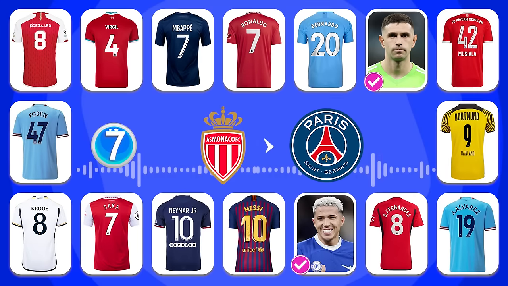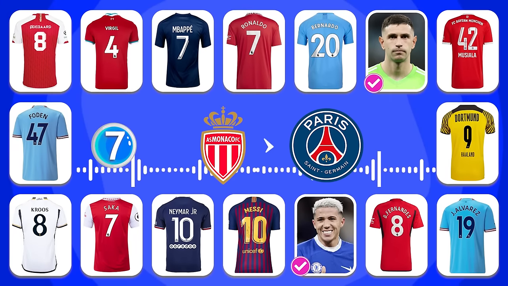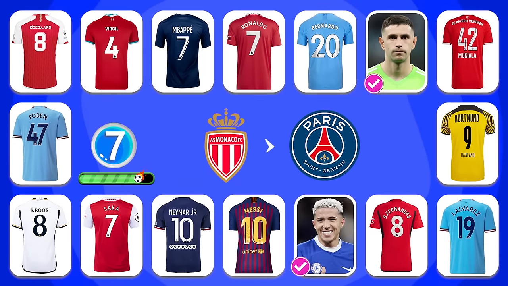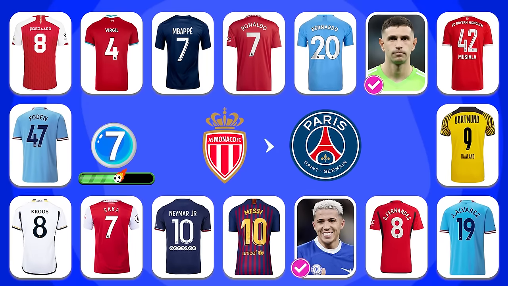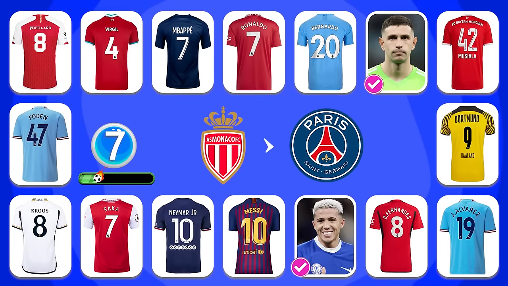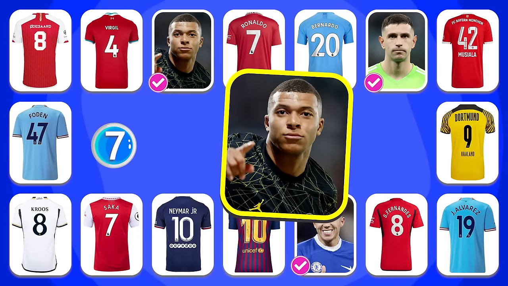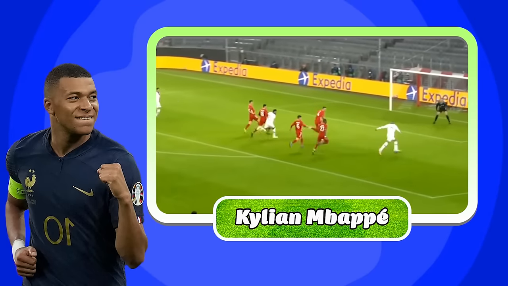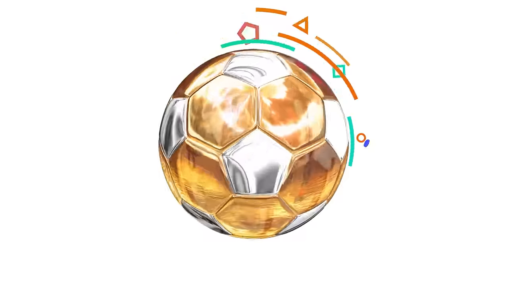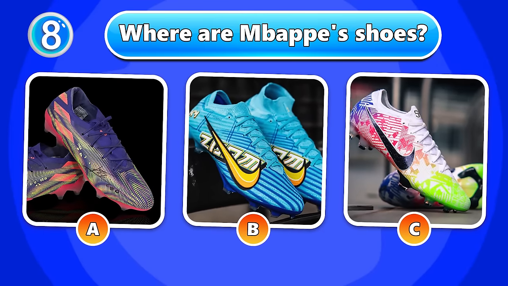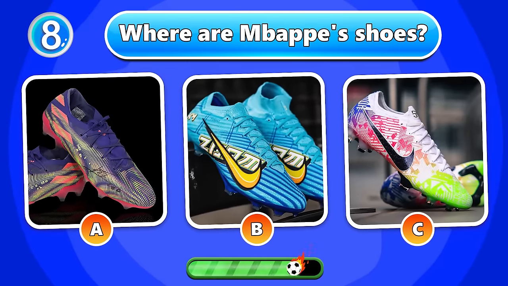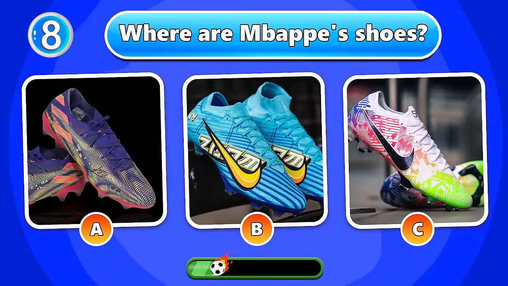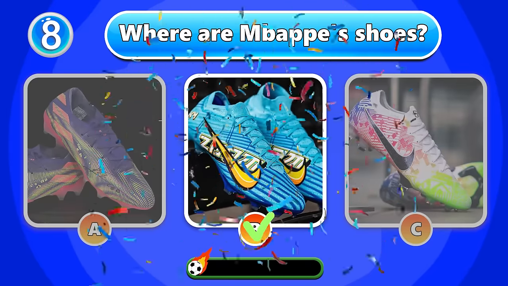Question 7. Guess the player with song. Oh, excellent! It's Kylian Mbappe. Question 8. Where are Mbappe's shoes? The correct answer is B.